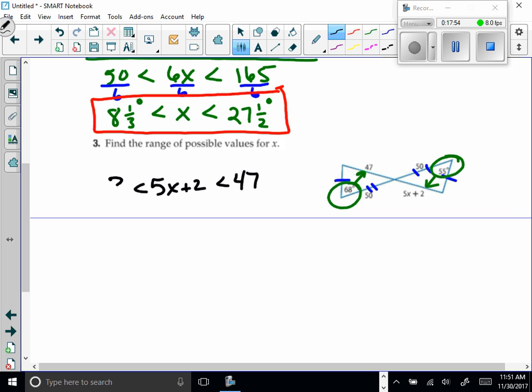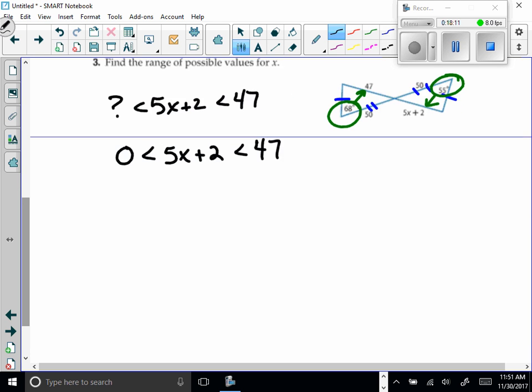That means that I have to figure out, well, what's the lowest that it can be? You know, when I'm dealing with lengths, I just know that I can't have a negative and I can't have a 0 length, because I wouldn't even have a segment at all. So that just tells me that my segment has to be greater than 0. Now I have something that I can solve.